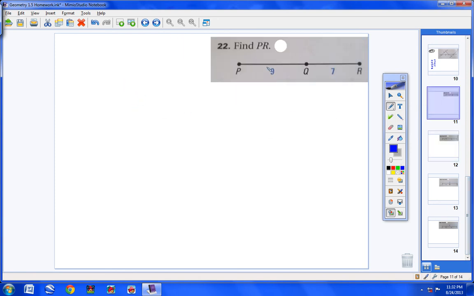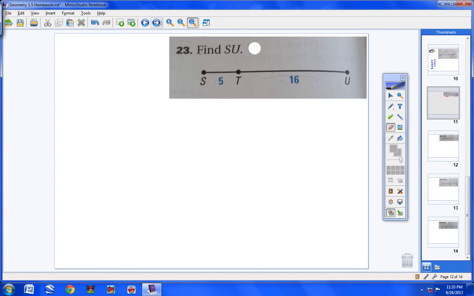All right, here's number 22. They want us to find the length of PR. Well, look, students, here's PQ, that's 9. Here's QR, that's 7. They want you to find the whole length. So 9 plus 7. So the answer would have to be 16. All right. I hope I'm not going too fast. This really isn't difficult here.